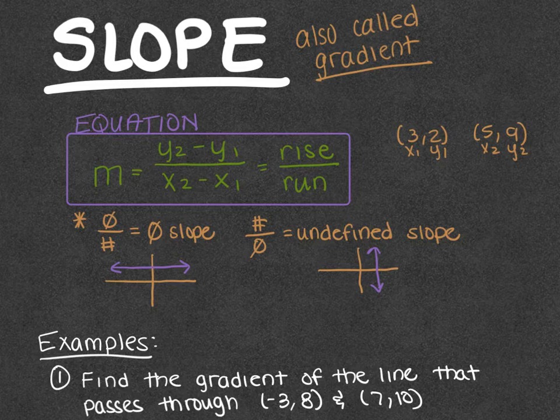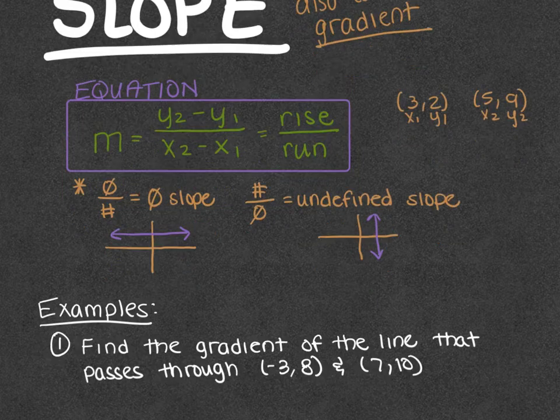To get a zero slope, 0 happens whenever you have 0 divided by any number, and it's a horizontal line. An undefined slope happens when we try to divide by 0, because dividing by 0 doesn't work. You get error on your calculator. So that's undefined, and that would be a vertical line.